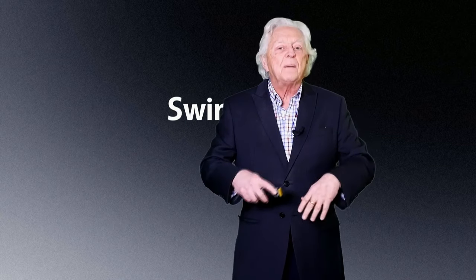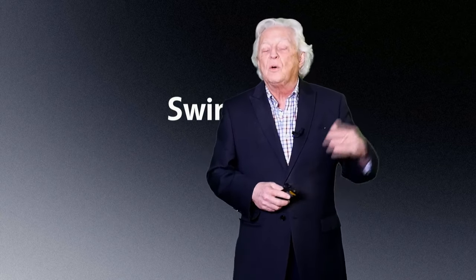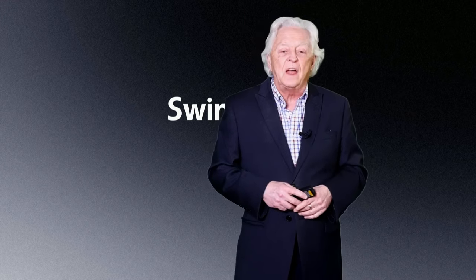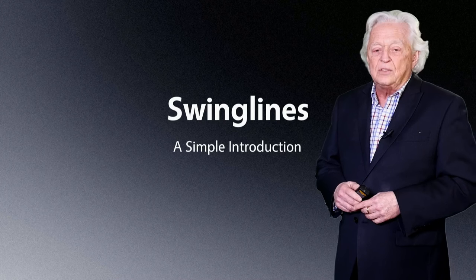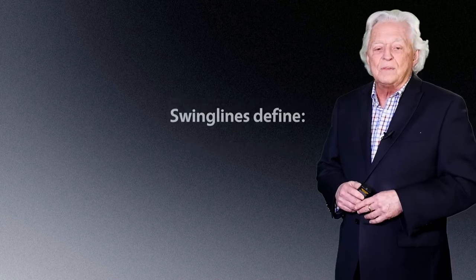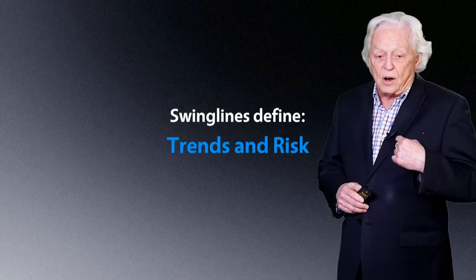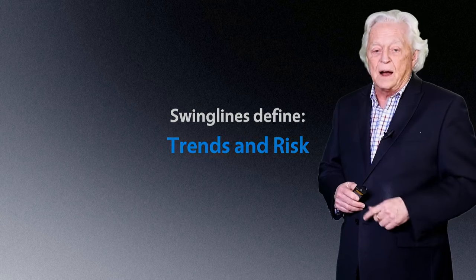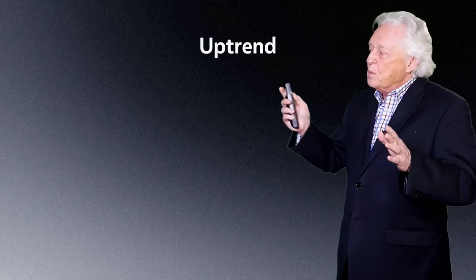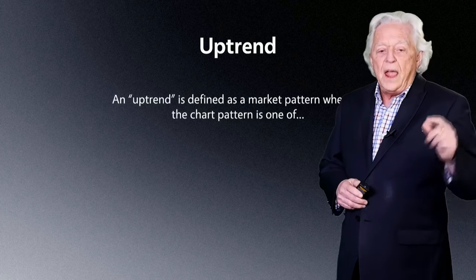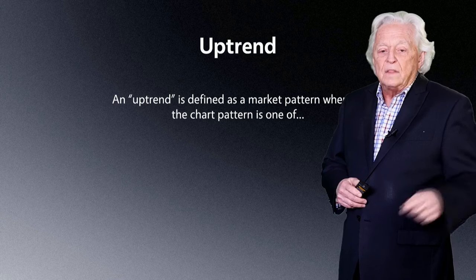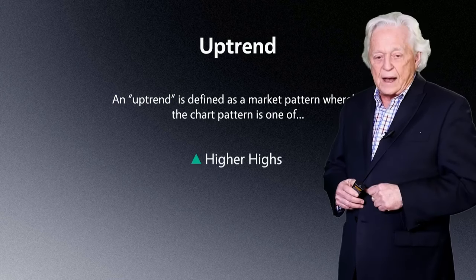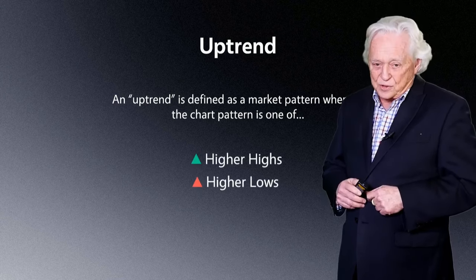I thought that I'd do a short video and show you how to learn to do swing lines and prep you for the other parts that are in my charting course and what I talk about in my end of the day videos. So here we are with swing lines. And what swing lines do, and this is going to be your simple introduction, they define, as I call it, trend and risk in the market. Now you're going to say, what does that all mean? Well, let's start with an uptrend first. An uptrend, as I define it, is a market pattern whereby the chart pattern is one of higher highs and higher lows. You see that?